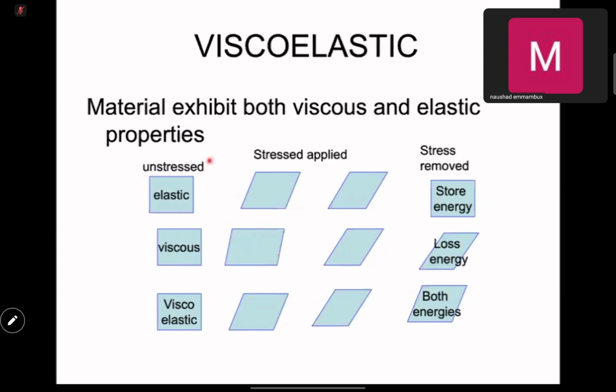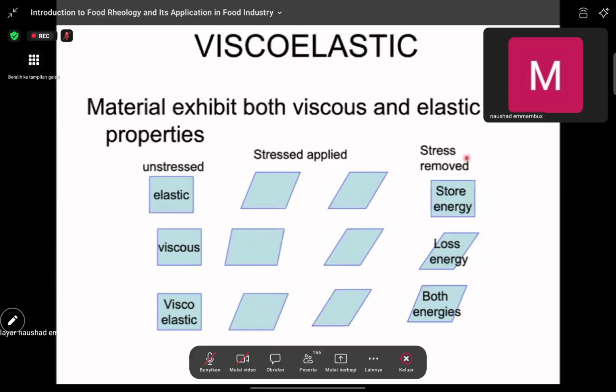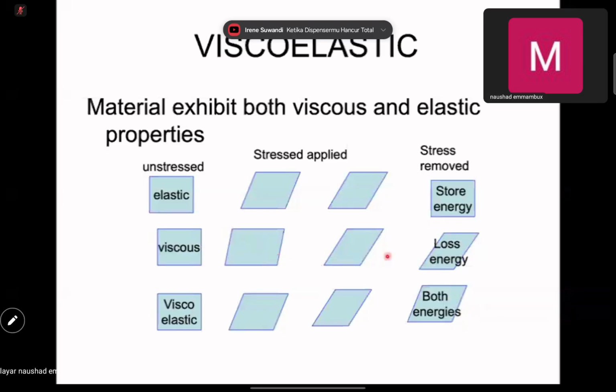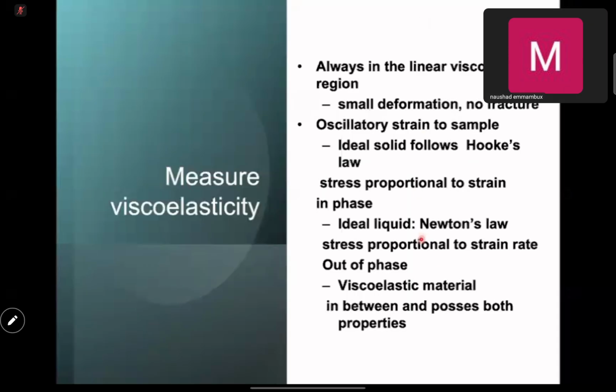For an elastic material, we look at, for example, the storage modulus, and for viscosity, we look at the loss modulus. This is a measure of the viscoelastic properties of a material. What we tend to do is always work in the linear viscoelastic region, so it's a small deformation with no permanent deformation or fracture. Also, we have some oscillatory strain, which we will talk about. Here, stress is proportional to strain, in phase.